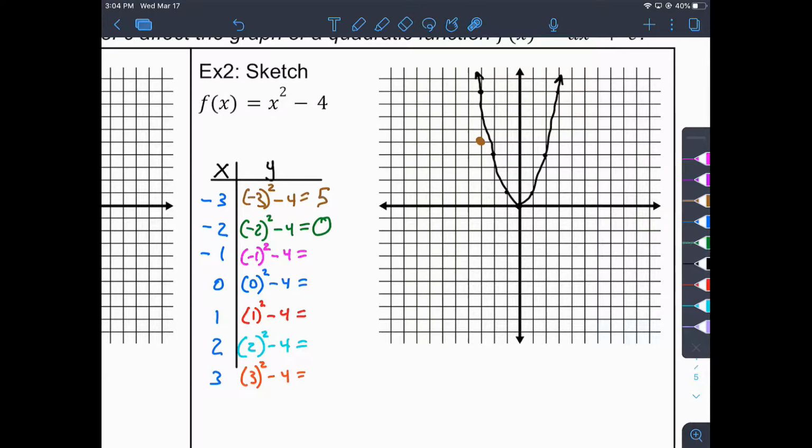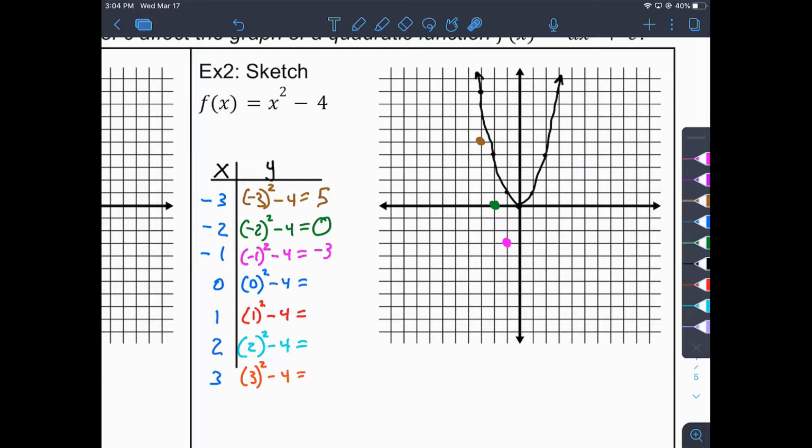Next one, it is -1 squared. -1 squared is just 1. And when we minus 4 from that, 1 minus 4 is -3. So I go backwards 1, but then go down 1, 2, 3. Oh, hey, my previous point didn't stay, so I have to redraw that one. The previous point was in the color green, so right there. I don't know what happened to it. That was weird. Anyways, next one.